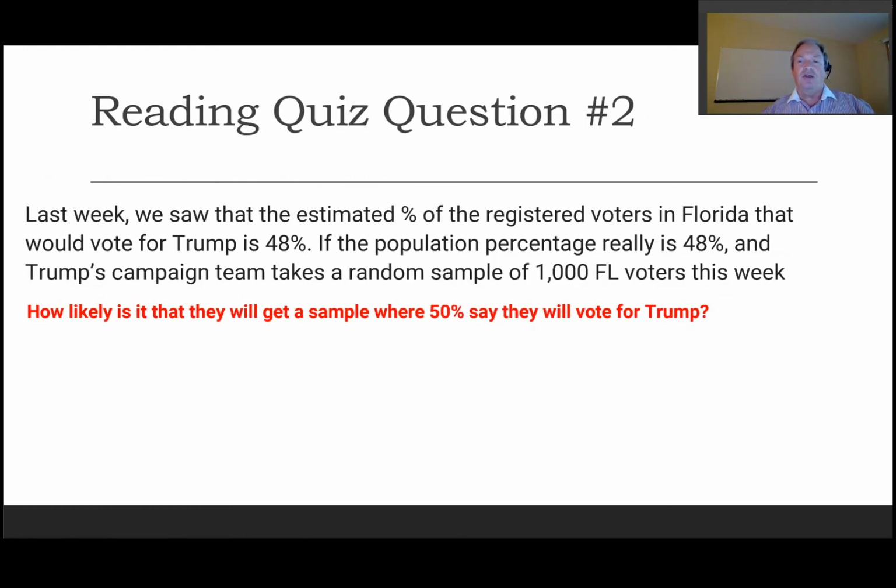Okay, let's go ahead and piggyback off of what we learned in the first reading quiz and get a little bit more into the central limit theorem. So same problem as before. The Trump campaign team takes a random sample of 1,000 Florida voters where the population percentage is 48%. We found out in the last reading quiz that yes, you can in fact use the central limit theorem. And now what I want to know is how likely is it that they'll get a sample percentage of 50%?